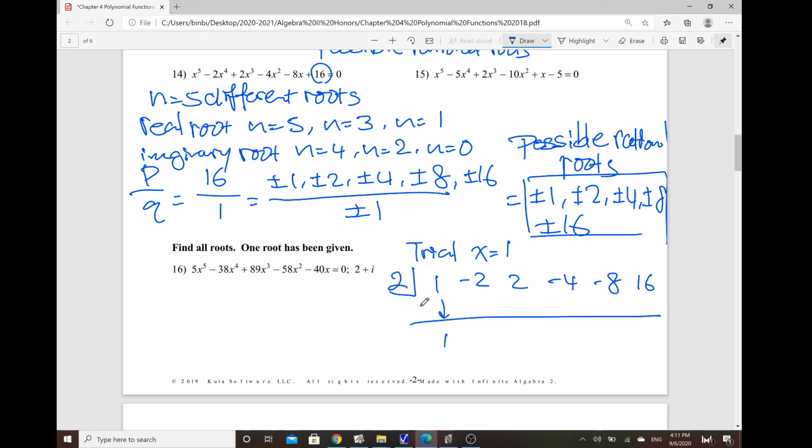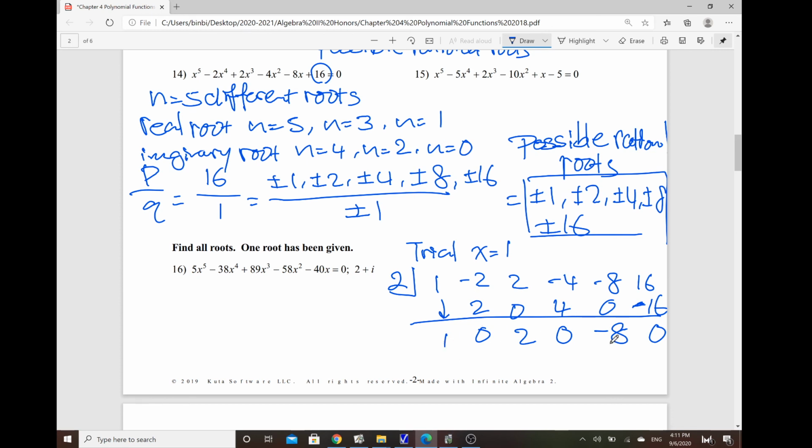So 1 times 2, then that would be 2, plus -2, 0. 0 times 2, 0, plus 2, so that's 2. 2 times 2, then that would be 4. 4 plus -4, 0. 0 times 2, 0, plus -8, -8. And what happened with this? So it's going to be -16 plus 16, which is 0. Bingo. It works.